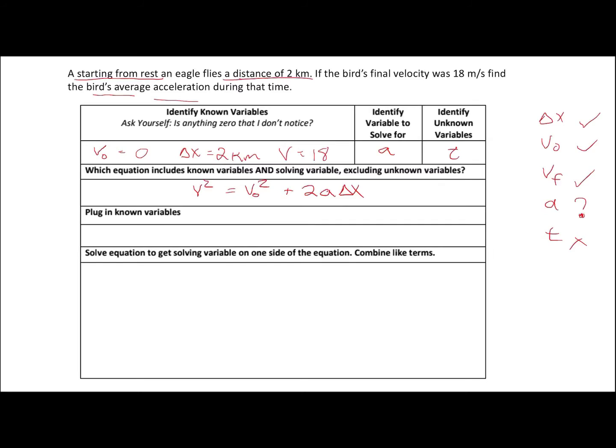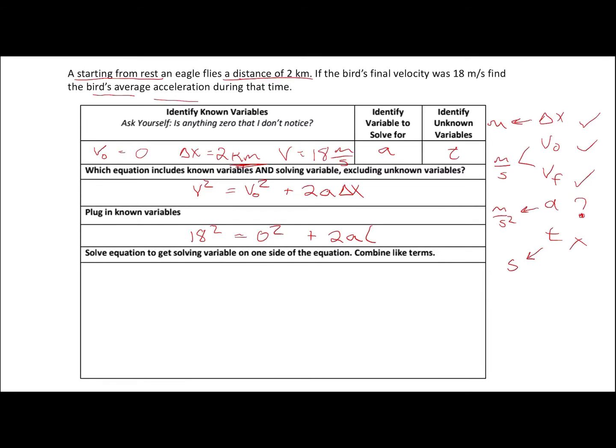Plug in for our known variables. Well, we know our final velocity is 18. We square that. We know our initial velocity is 0. 2, a is what we are trying to solve for, and then delta x goes right there. Already, there's an issue though. This is kilometers. Everything else is measured in 18 meters per second. Our go-to should always be that both velocities are in meters per second, that our displacement is in meters, and our acceleration is meters per second squared, and our time is in seconds.